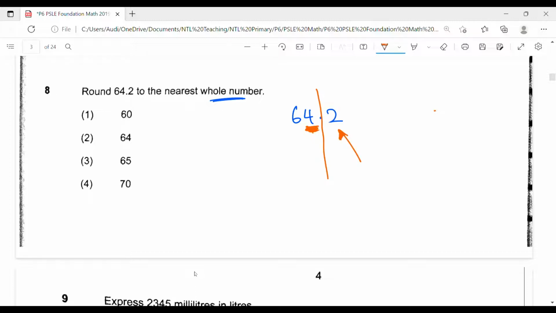If this number that we're pointing at here is not 5 or more than 5, as long as it's less than 5, just ignore this number and put a 0 here. Now you just add this up, and this is our answer, 64.